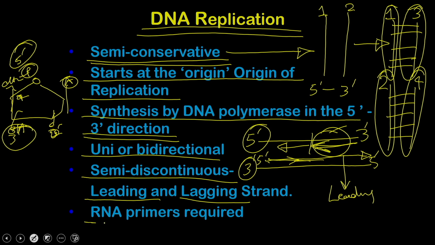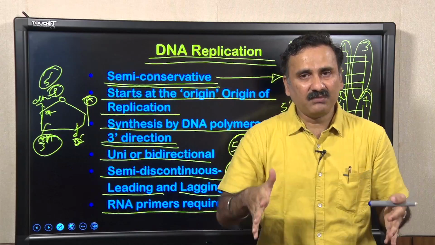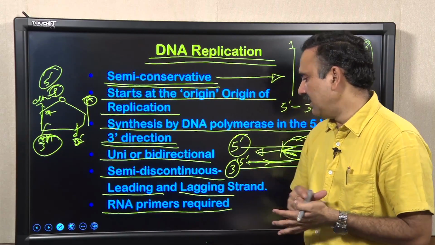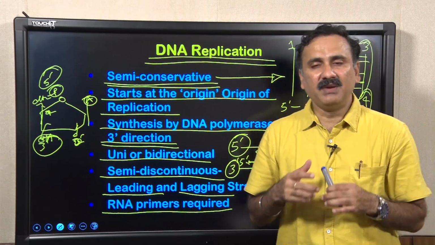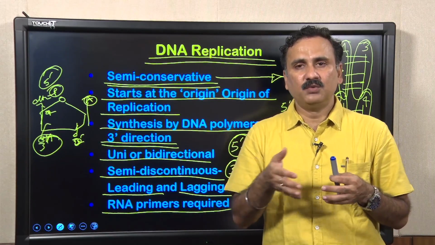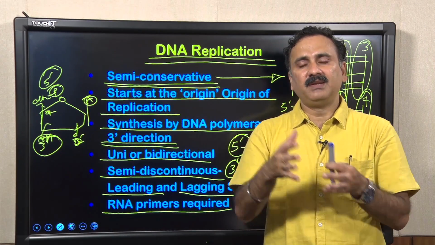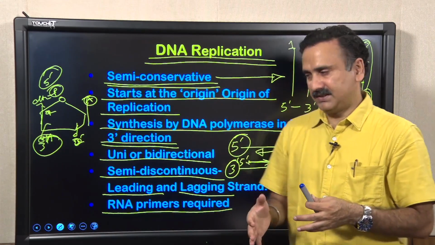And for any DNA replication process, you require a primer, and that primer is synthesized by an enzyme called RNA primase, and the primers used in DNA replication are made up of RNA, and this is synthesized by the RNA polymerase.